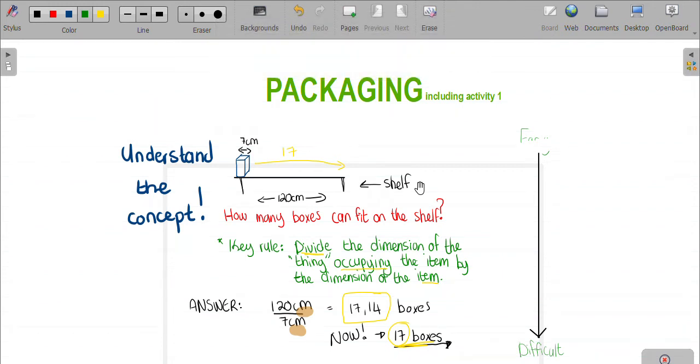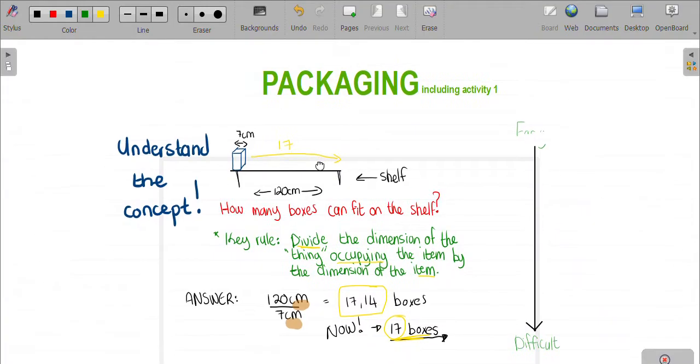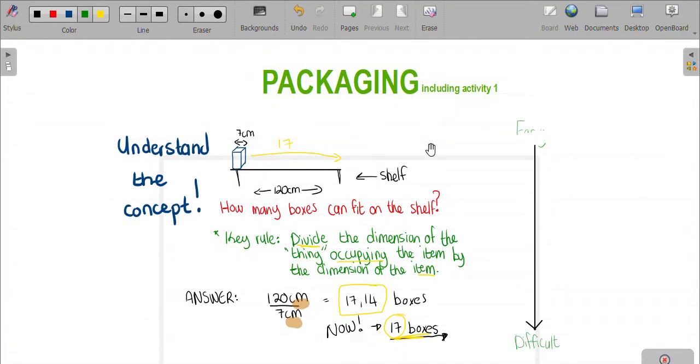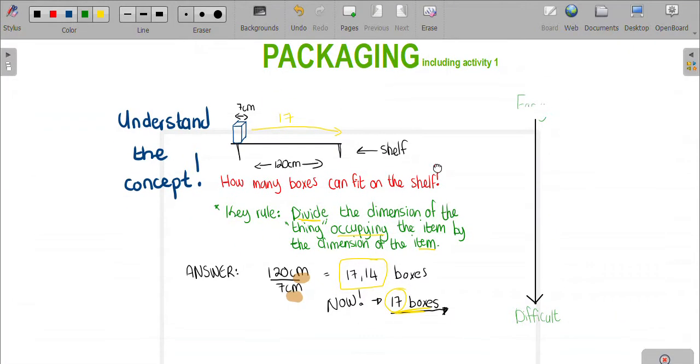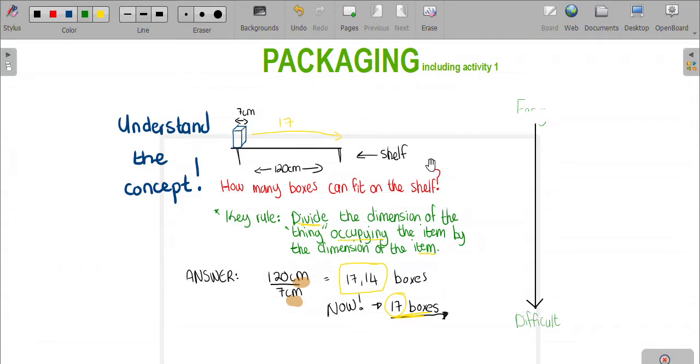Today, what we're going to be talking about is packaging, all right? This will include a really nice example to explain the concept of everything, and then we're going to include one activity or one exercise, all right? So let's have a look and see.